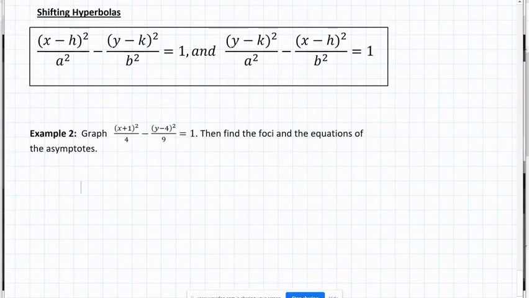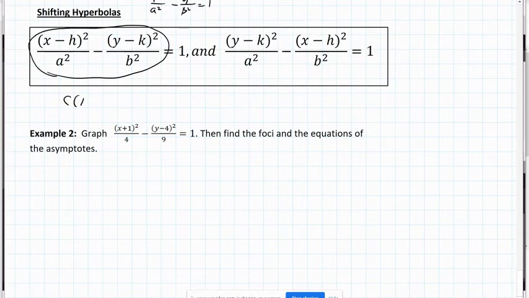We can also shift hyperbolas the same way that we shifted ellipses by replacing x with x minus h and y with y minus k. So the equations you have here are the same as the ones we used at the beginning, like x squared over a squared minus y squared over b squared equals 1. That's a hyperbola centered at the origin, whereas this one has its center at h, k. And same with this one.